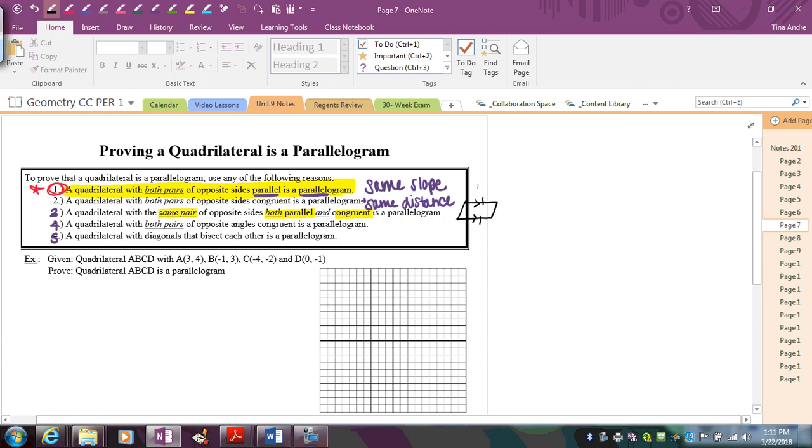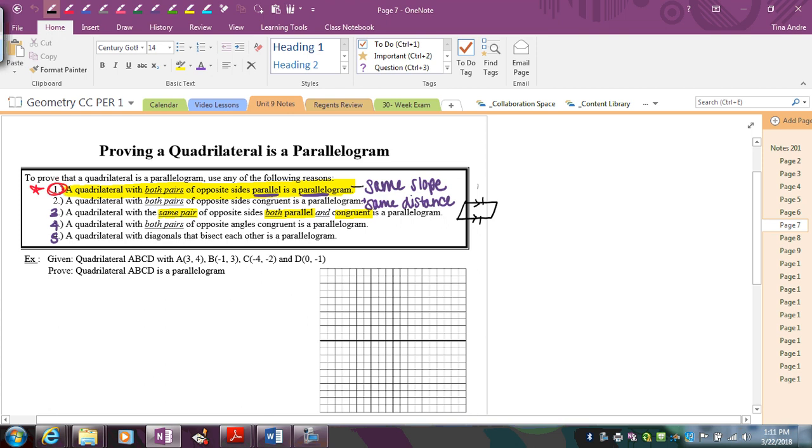These are other properties. Both pairs of opposite angles are congruent. That's one of our properties. You could prove that on a graph. That's not going to really work because there's no formula for finding an angle measure unless you have a right angle. So these will be more like when we get to our Euclidean proofs, like our statements and reasons type proofs. And then another option, though, is on a graph, you could show that the diagonals bisect each other.